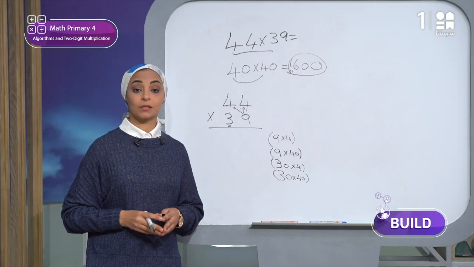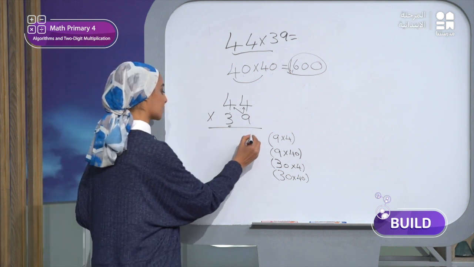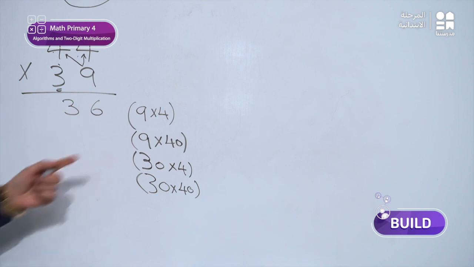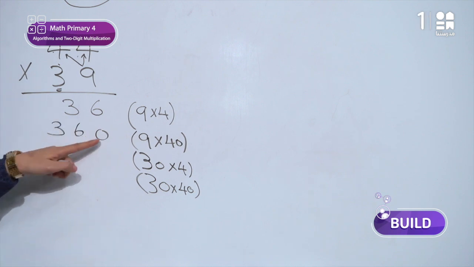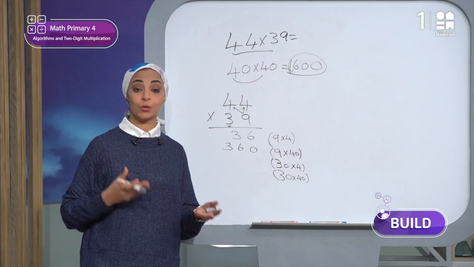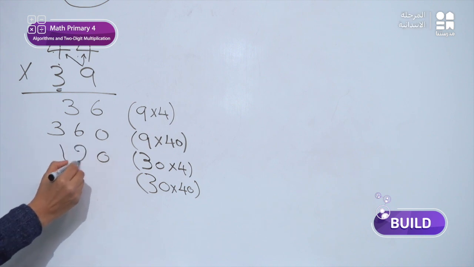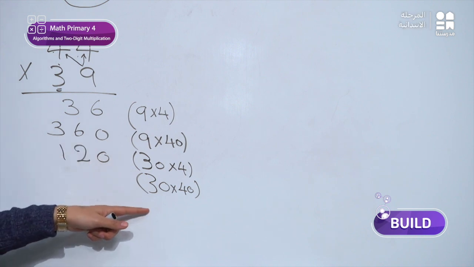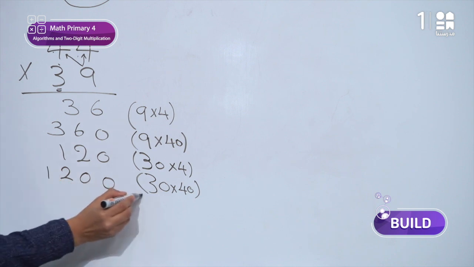Let's complete the solution of this problem. So 9 times 4 equals what? Of course, 9 times 4, 36. 9 times 40 equals what? Equals 360. I will write it like this. Here the ones, tens, and the 100. 30 times 4. Of course, 3 times 4, 12, and put the 0 to be 120. Then 30 times 40. 3 times 4, 12, put the 2 zeros. So I will write it like this.